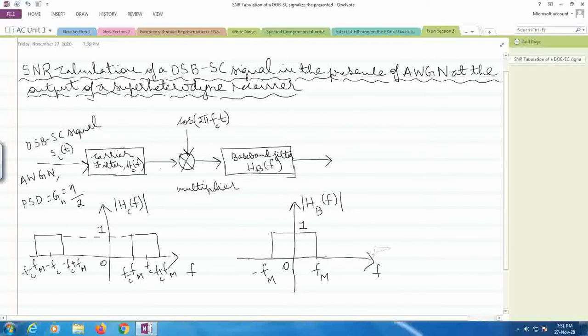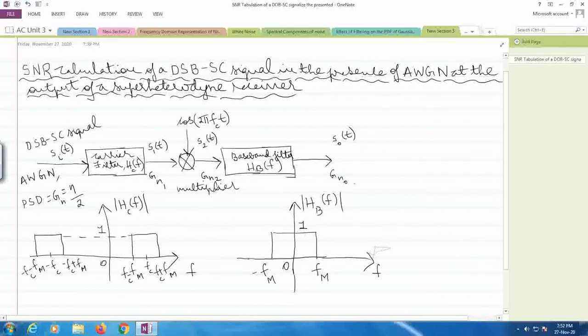Now at the carrier filter output, the DSB SC signal will get modified into S1 of t, and the power spectral density of noise will change to Gn1. At the multiplier output, the DSB SC input will modify into S2 of t, and the PSD of noise will become Gn2. And at the output of the baseband filter, I'll simply consider the signal component to be S0 of t and the power spectral density of noise to be Gn0.